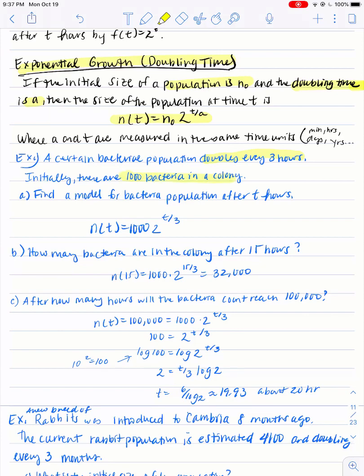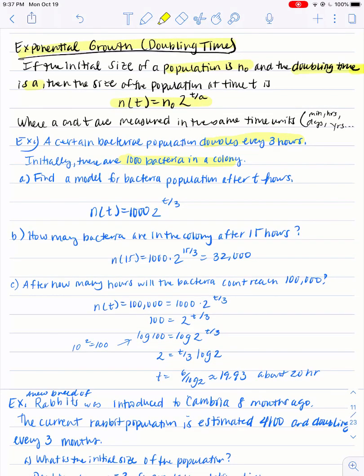So for example, we have a certain bacterial population that doubles every 3 hours. Initially, there are 1,000 bacteria in a colony. So we want to find a model for the bacteria population after t hours. So we have our n of t, where n naught is the initial size, which is 1,000. So we have 1,000 times 2, because it's a doubling exponential growth model, and then t over 3 because our a is the doubling time. It doubles every 3 hours.